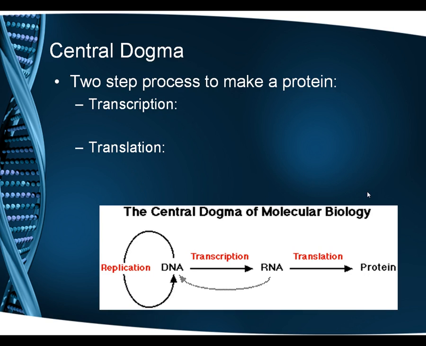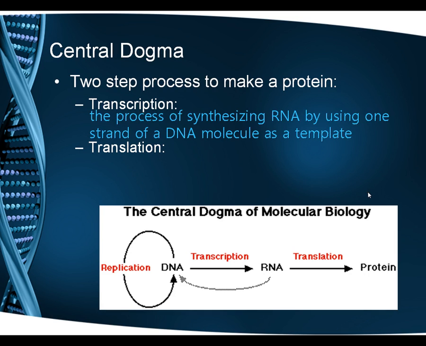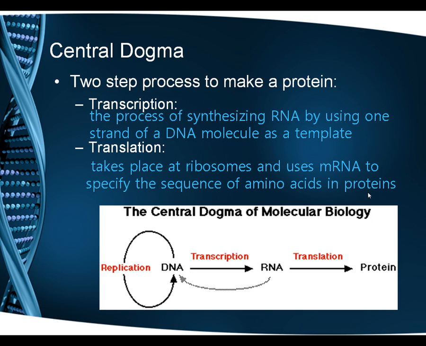There are two processes that go on in order to make a protein. The first of which is transcription, which is the process of making that mRNA. The mRNA will then be a template for translation, where we translate from the language of nucleotides into the language of amino acids, which make up proteins.